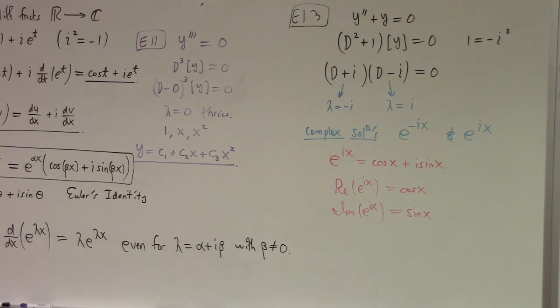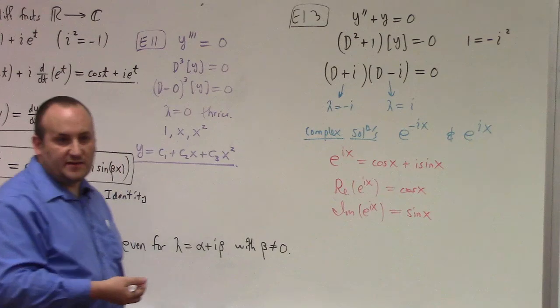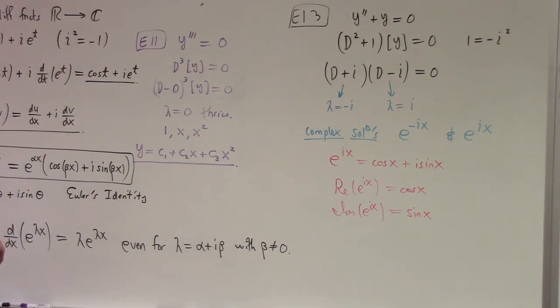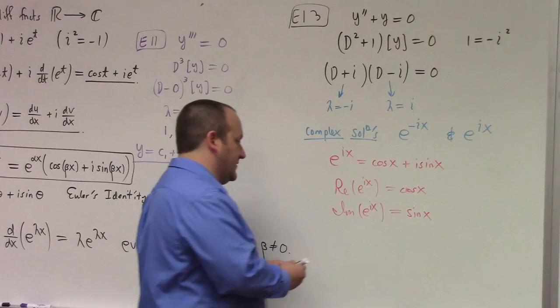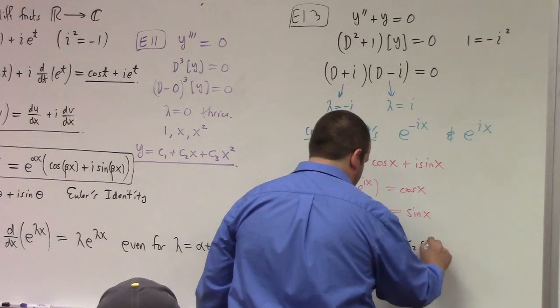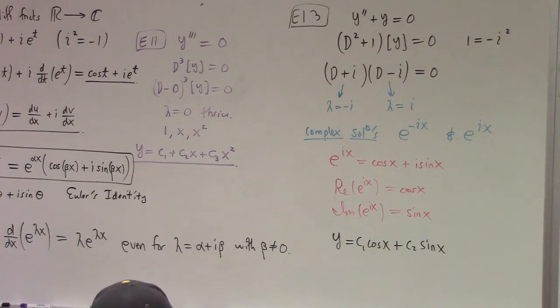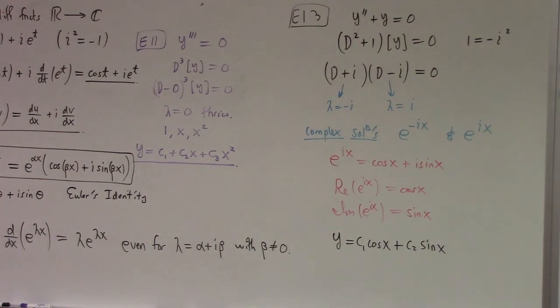If we used e to the minus ix, what would the difference be? It would give us a minus sign in front of the sine. But as we derived yesterday, the general solution is c1 cosine x plus c2 sine x. So the cosine and the sine appear as the real and imaginary parts of a complex solution. There are two complex solutions, a conjugate pair, plus or minus i. We only need to use one half of the pair to get everything we need.